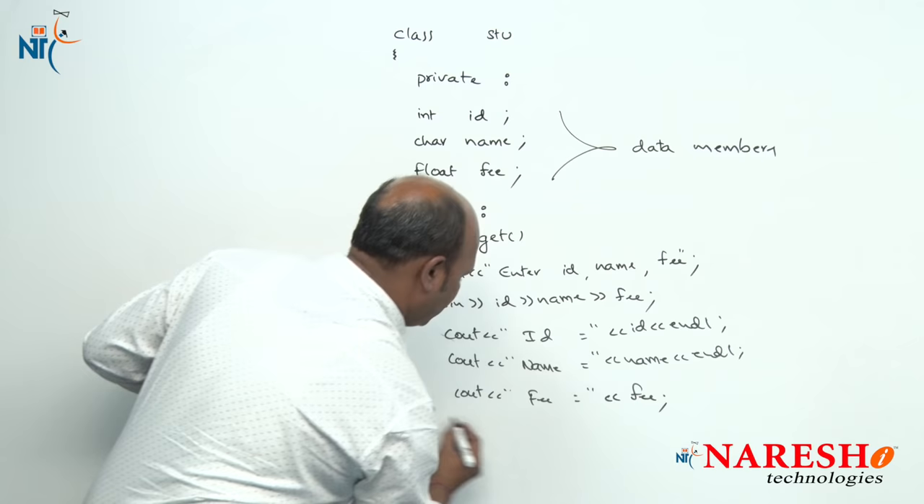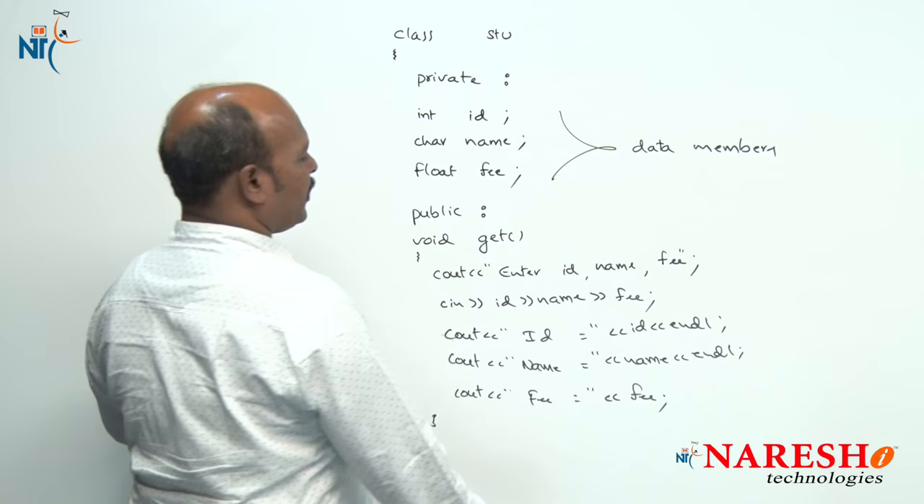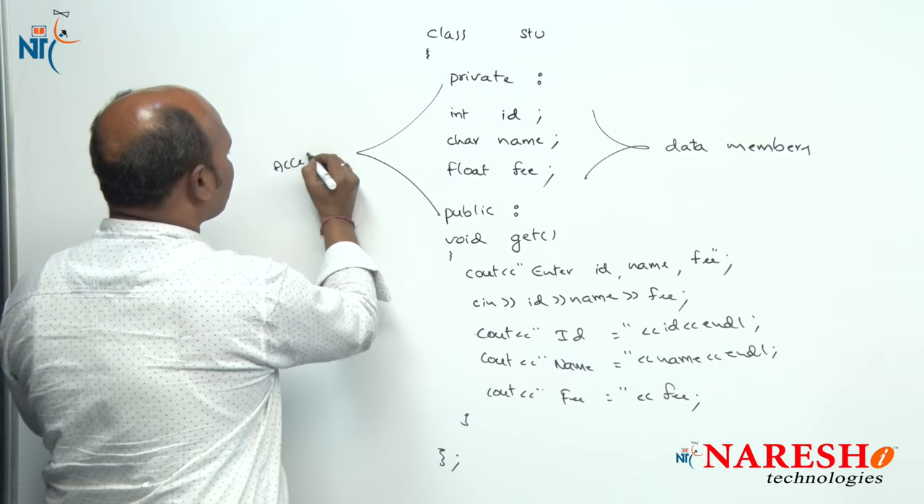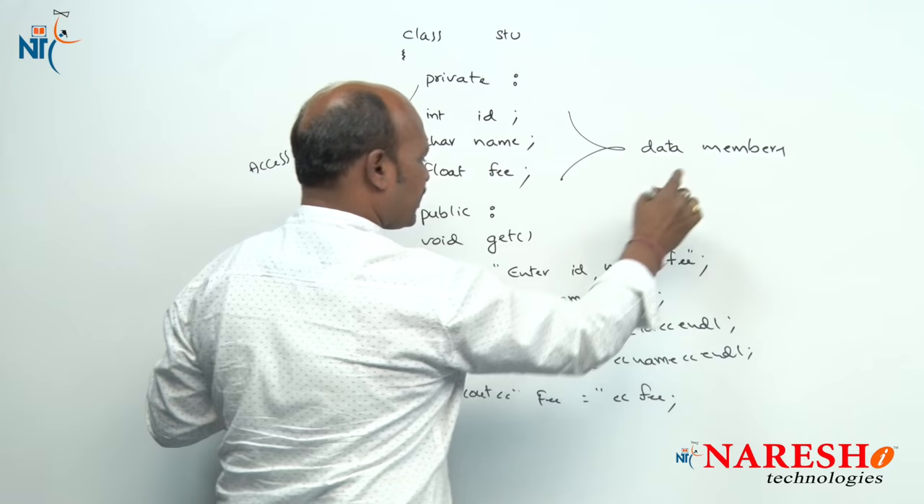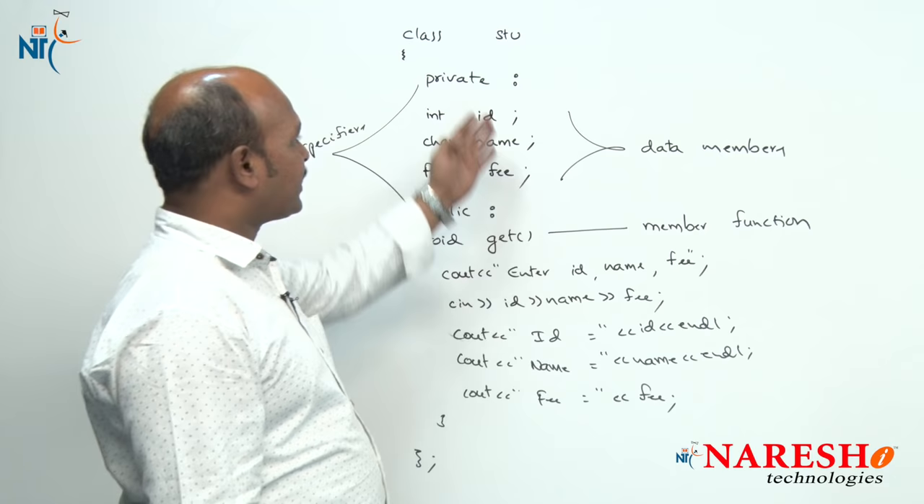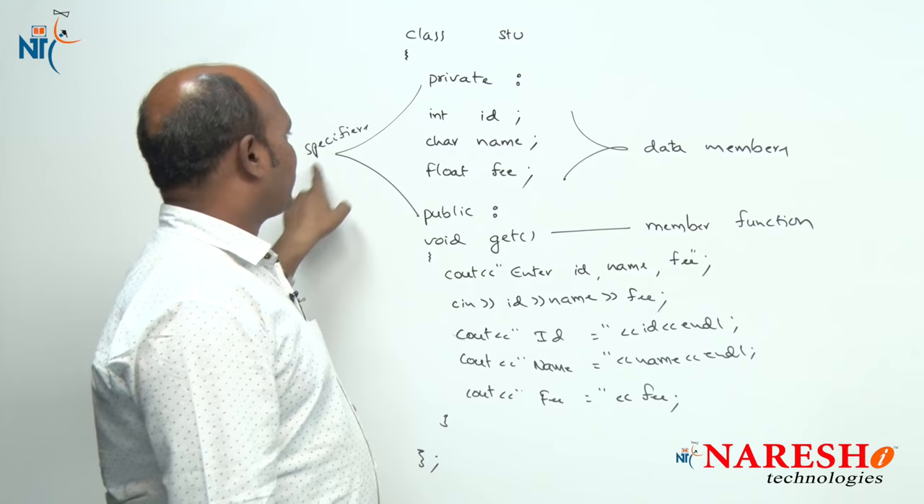It is the example. And here private and public, they are called access specifiers. Okay, here private and public are called access specifiers. Id name fee, they are nothing but data members, and get is the member function. That's why class is collection of data members and member functions with the access specifiers. And now watch it, what happens. It is the class declaration and definitions.